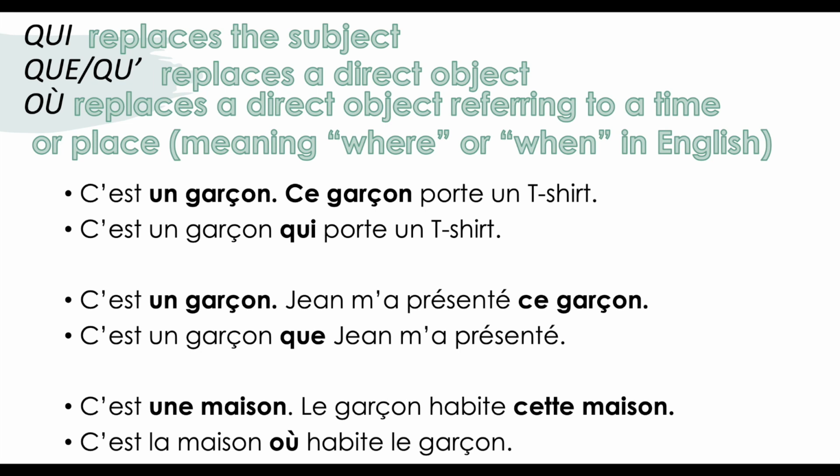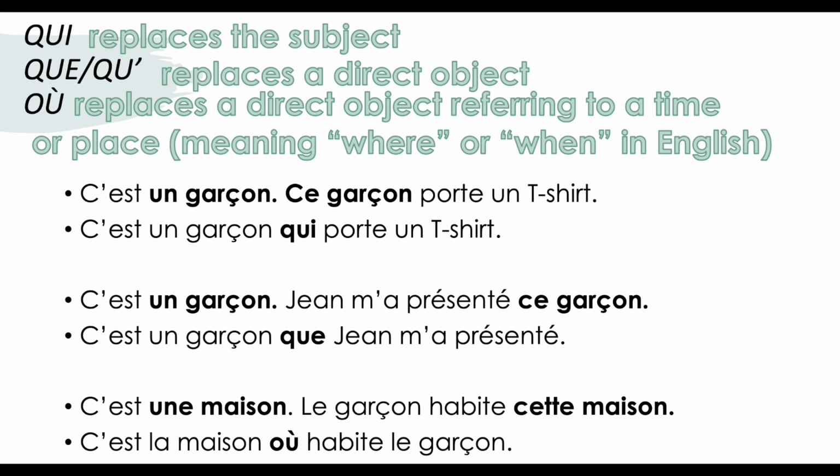So we're saying that's the boy that John introduced me to. And then in the third example, maison is again the direct object, but here we want to mean where, because we're trying to say it's the house where the boy lives. Notice this is another example of syntax change, because instead of having subject-verb, we actually have verb-subject. But it is important to notice what's in that subordinate clause, because it can help you figure out whether it's supposed to be qui or another relative pronoun.